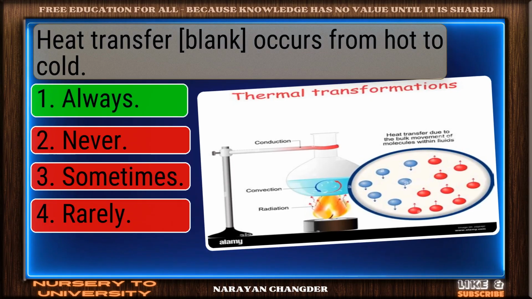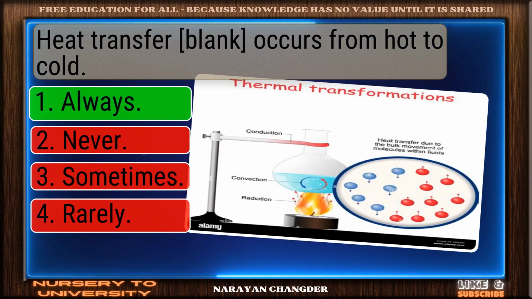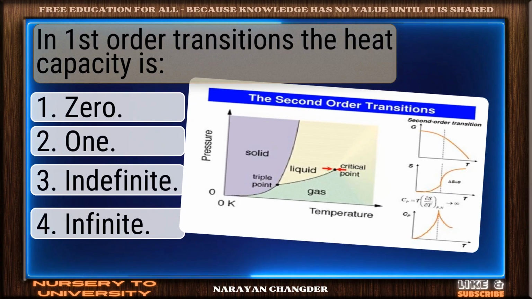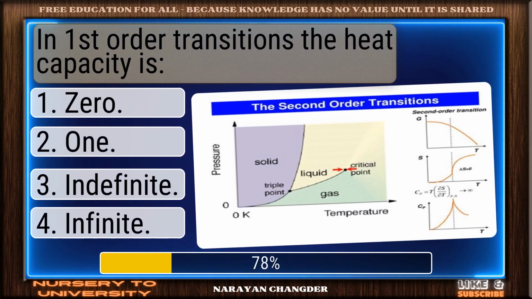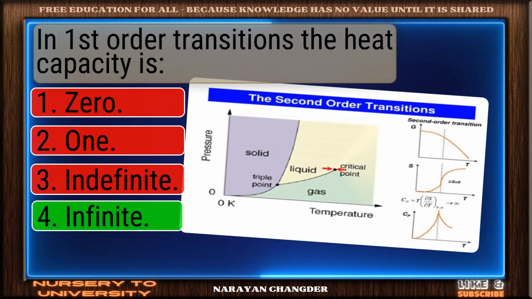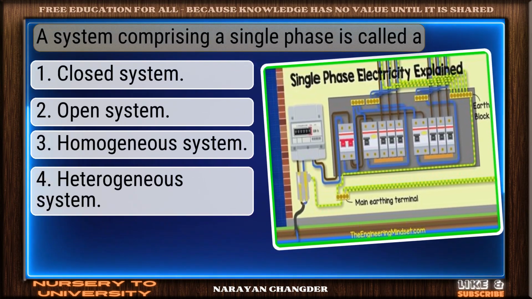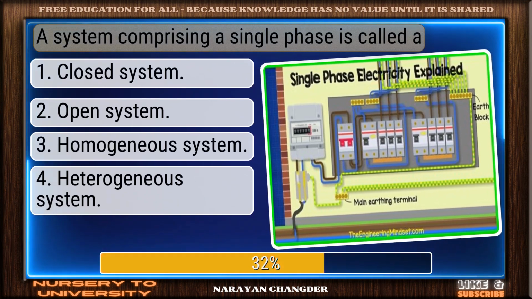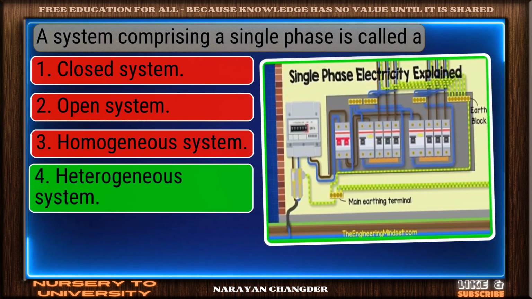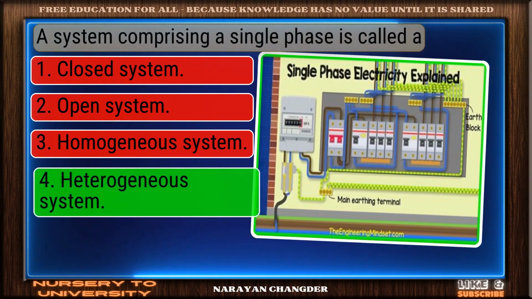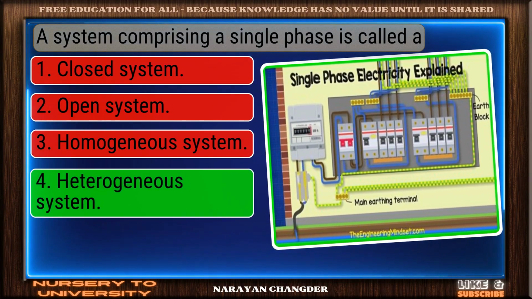Right again. Always is a valid answer. In first-order transitions, the heat capacity is correct. Infinite is the right answer. A system comprising a single phase is called well-reasoned. Heterogeneous system is the correct choice.